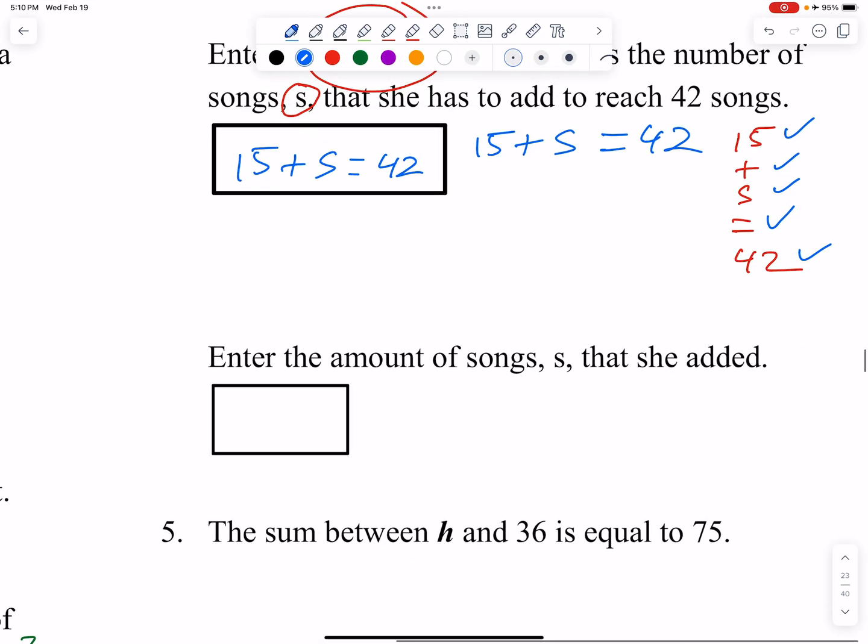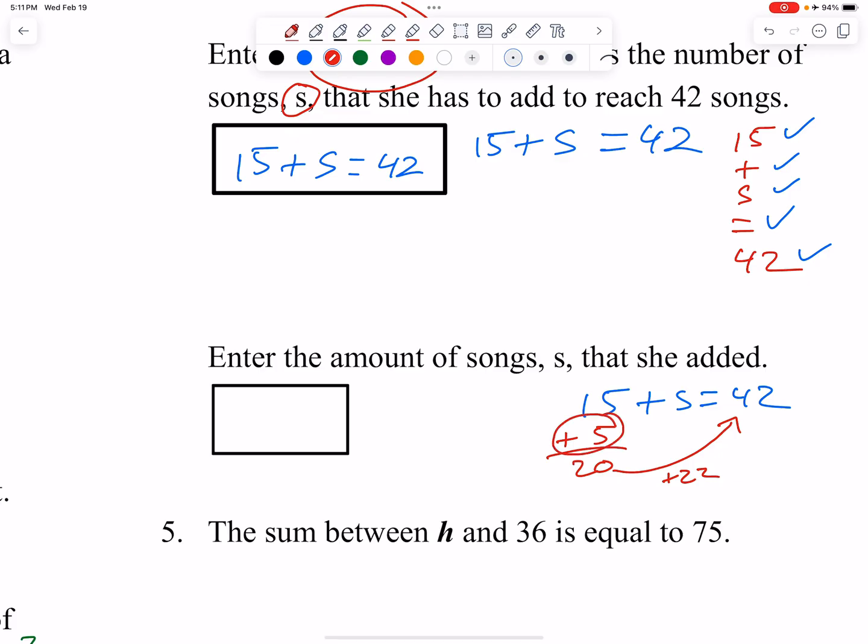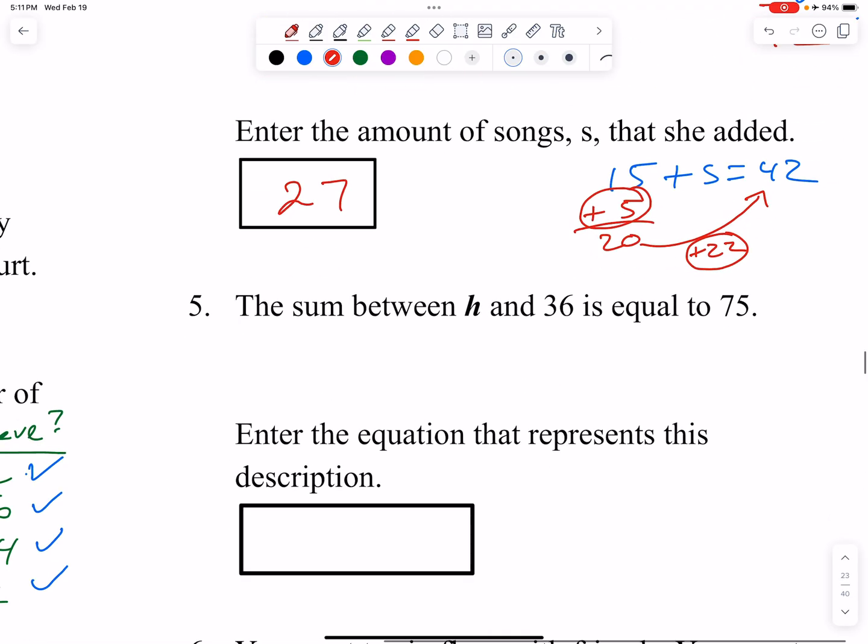Enter the number of songs that she added. So now I got to solve for the S. So how do I get there? 15 plus what is 42? This is where my Common Core comes in. Okay, this is how I do basically in my head, right? Like, how do I get to 42? Well, if I do 15 plus 5, that's 20. And then how do you get from 20 to 42? I just add 22. So 22 plus 5 is 27. Which is kind of crazy, right? A lot of people are bad on Common Core, but that's kind of how we do it in our heads, all right? A lot of mental math like that.